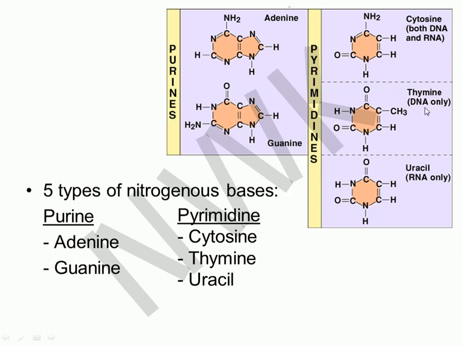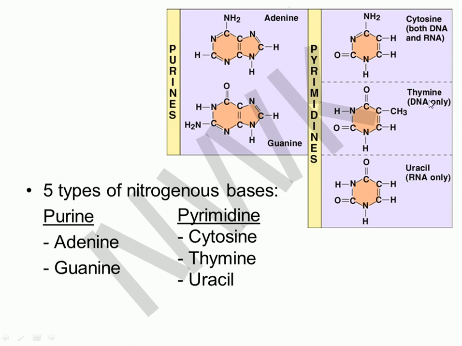While cytosine, thymine, and uracil, you may have noticed, are all formed by one carbon ring only, so they are known as pyrimidines. However, out of these five, not all of them are found in both DNA and RNA. In DNA, there is only adenine, guanine, cytosine, and thymine. While in RNA, there is only adenine, guanine, cytosine, and uracil, which means in DNA there is no uracil. In RNA there is no thymine.